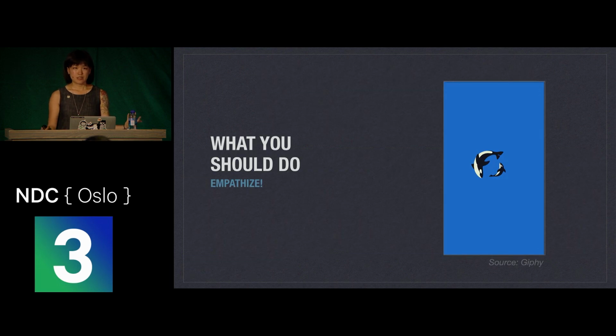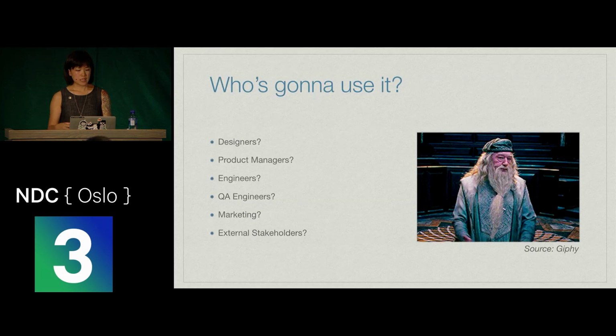So what are some things that you should do when you're creating a design system? You should empathize. You should think about who's going to be using your design system. Are designers going to be using it? Will product managers be looking at it? What about engineers, or maybe even your QA engineers, or even your marketing team? Maybe your marketing team will be using it for your landing pages or different marketing websites. And then if your design system is open source, maybe external stakeholders need to know about what changes are happening as well.